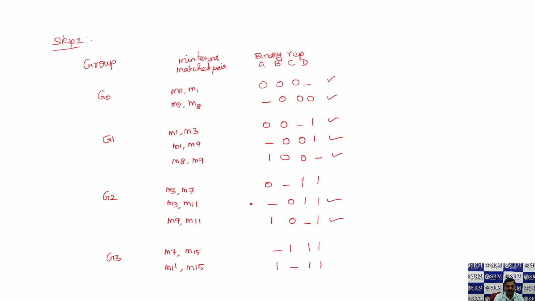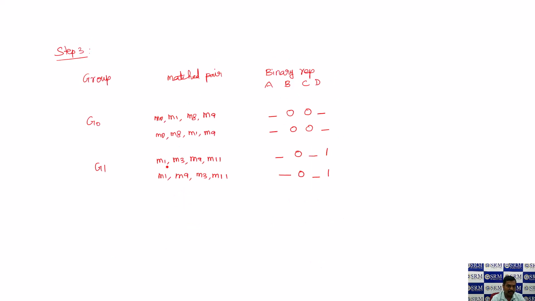Okay, now we are going to compare this G2 with G3, right? So now compare M3, M7 with M7, M15. So how many bits are varying? First bit is varying, second bit is varying, so we cannot group this M3, M7 with the first one. Now I'm going to compare this M3, M7 with M11 and M15. Okay, let it be of group 2.